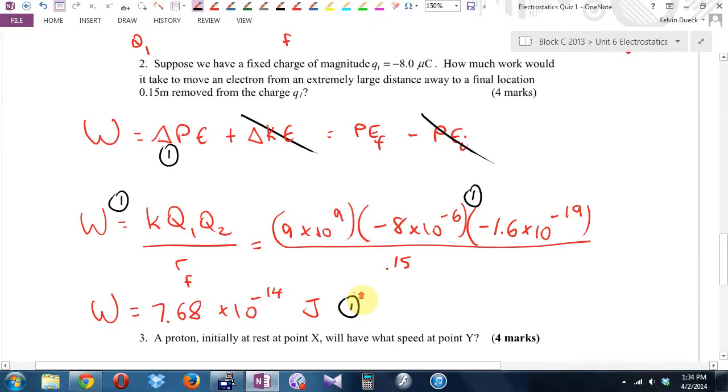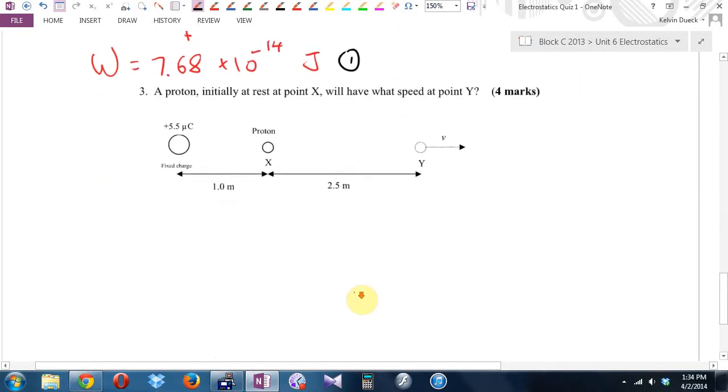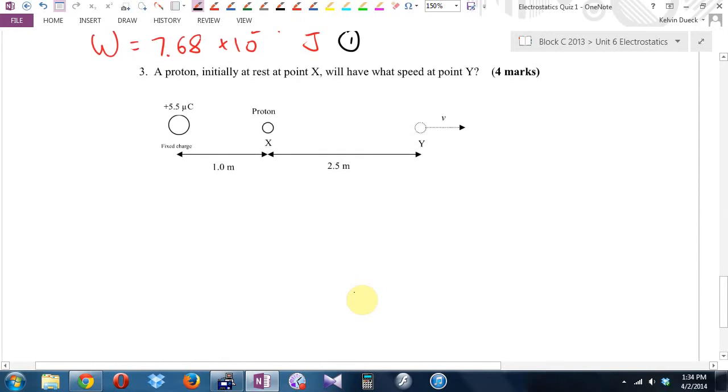Now, the other thing I could do is I could reverse this question. Instead of starting at infinity and moving it in towards the negative, I could start at location final, and if I let it go, which way does it want to move? Which way does it want to fall? Up, to the right. It would speed up, much like question 3. A proton, initially at rest, will have what speed at point y? Is there a change in height? Is there a change in speed? This is a job for conservation of energy.